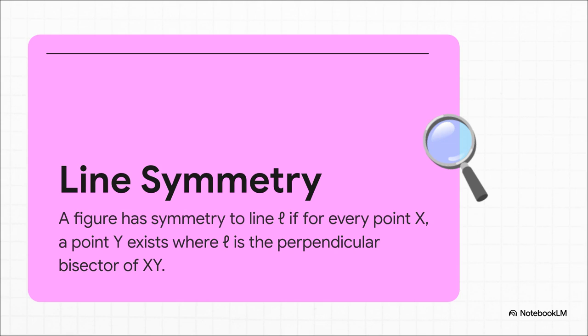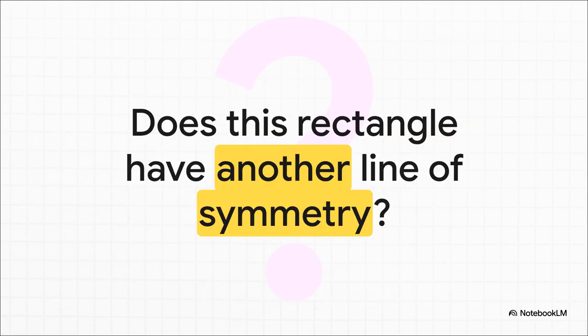So here's the formal definition. I know it sounds a little technical, but we literally just saw it in action. It says line L has to be the perpendicular bisector of the line connecting X and Y. That's a fancy way of saying two really simple things. One, the line from X to Y hits our symmetry line at a perfect 90-degree angle. And two, the symmetry line slices that connecting line exactly in half. That's it.